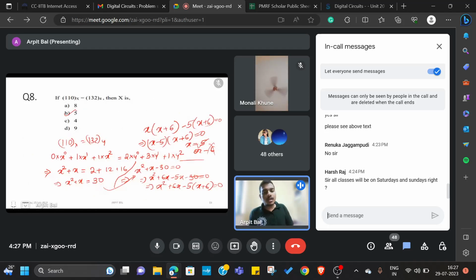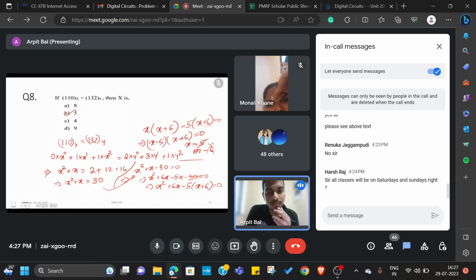Then if you have a number in a given base, how to find out what is the base of that number provided the equivalent representation of that number in a different base is given.